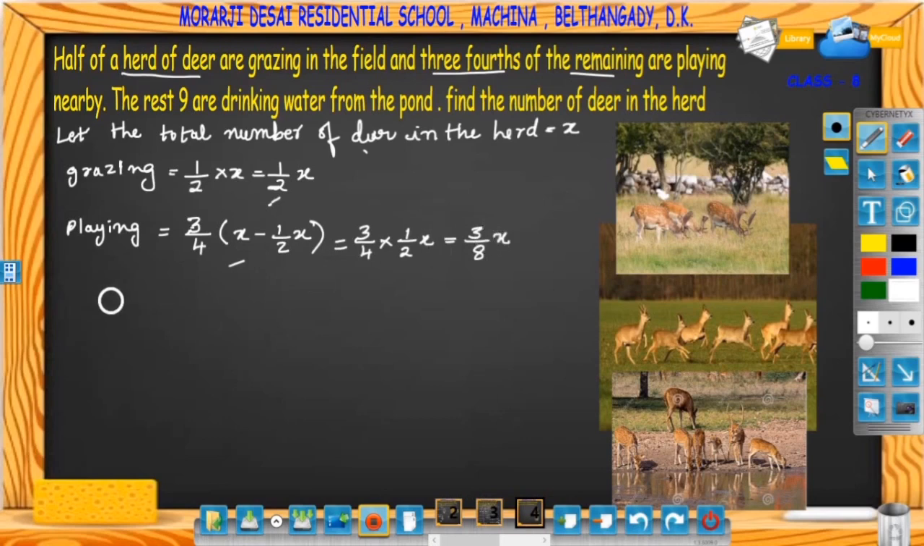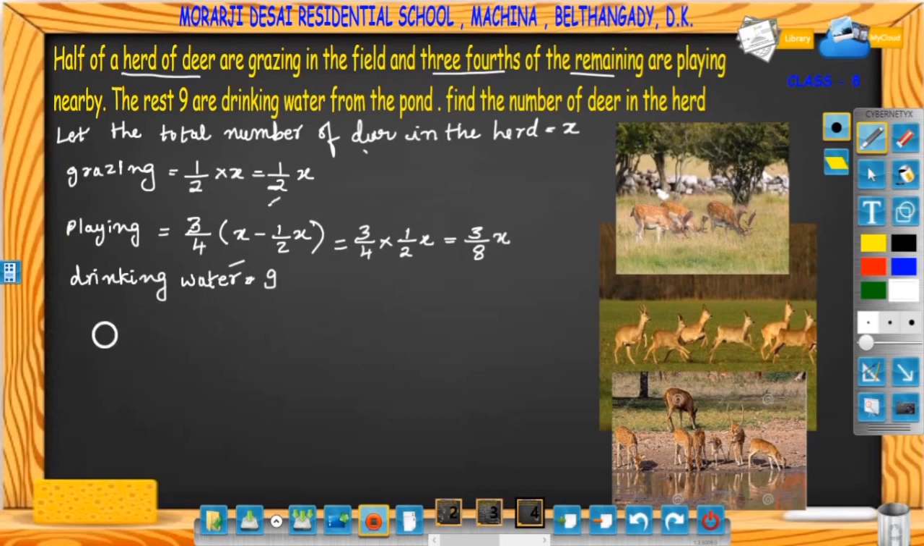Total number of deer is x. Grazing is half x. Then of the remaining half x, 3/4 are playing. So 3/4 of half x, that is 3/8 x, are playing. The remaining are drinking water. How many of them are drinking water? 9.